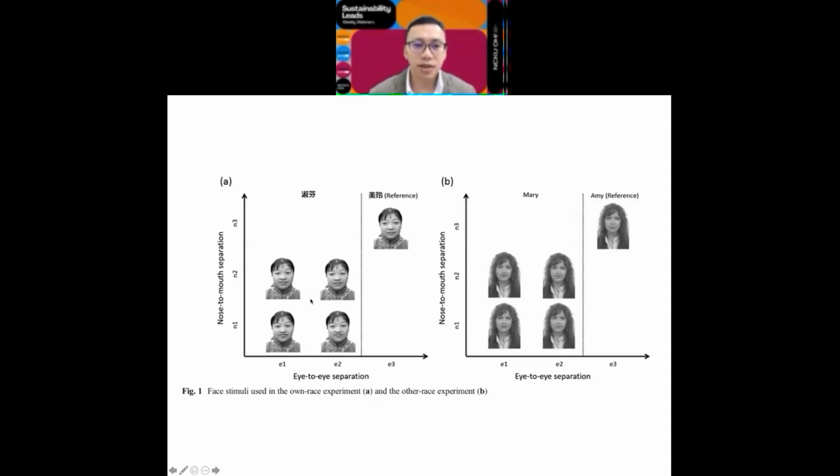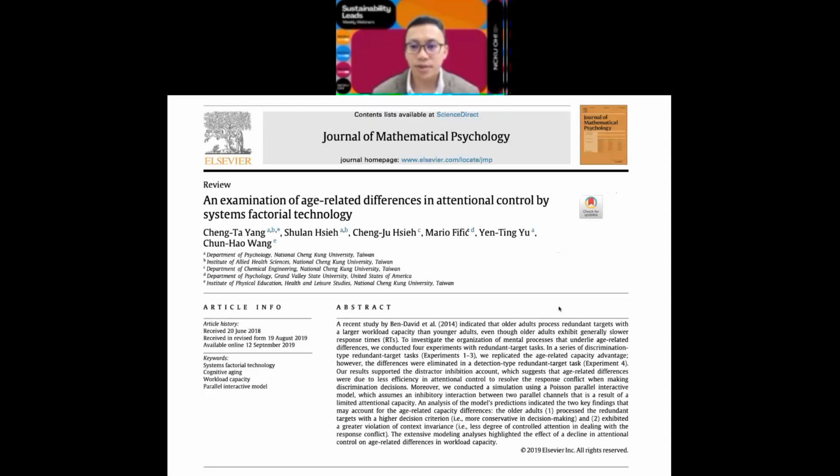Taiwanese participants can recognize Asian faces in parallel, but for the Caucasian face, they will use a serial processing strategy to recognize Caucasian faces. So this kind of processing difference may account for why it is difficult for us to recognize other race faces. So this is a very important application for SFT to study face perception.